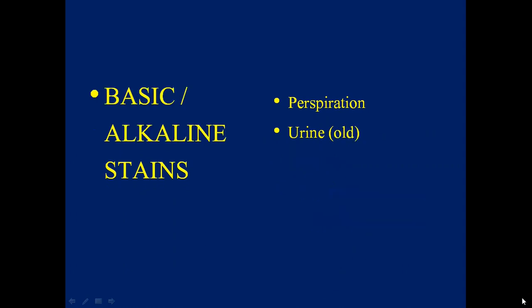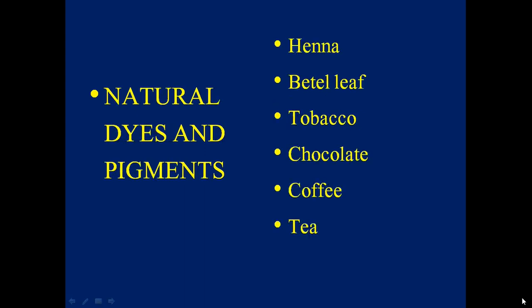Then basic or alkaline stains: perspiration and urine, specifically old urine, come in the category of alkaline stains. Then natural dyes and pigments, which are things that stain naturally, like henna, bitter leaf, tobacco, chocolate, coffee, and tea. These stains should also be identified by the employee. So particular training and workshops are normally organized by the hotel to learn the stain removal process and get all the ideas and guidelines on how to remove all kinds of stains.